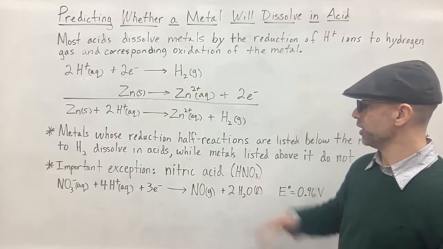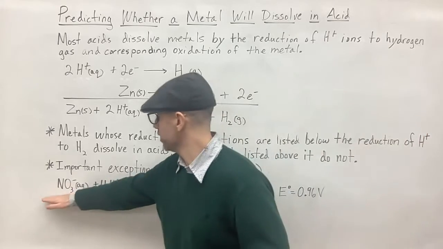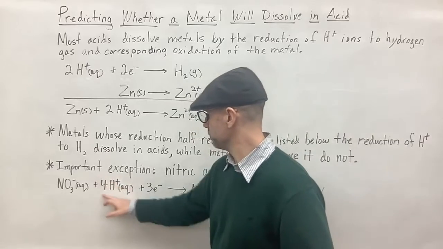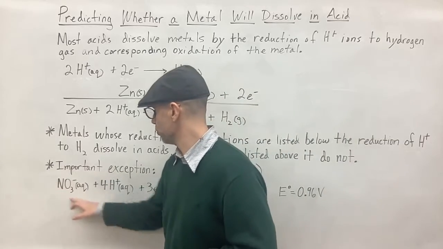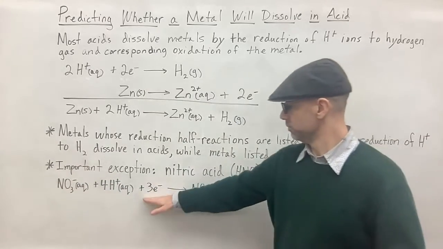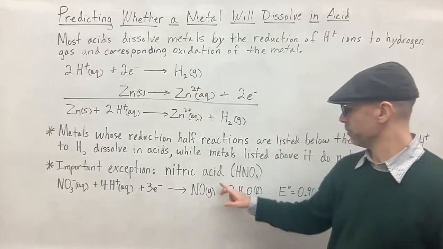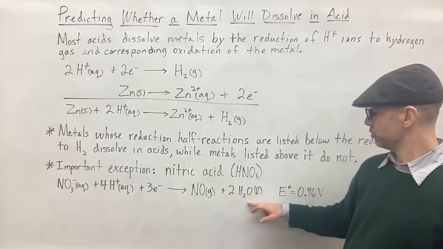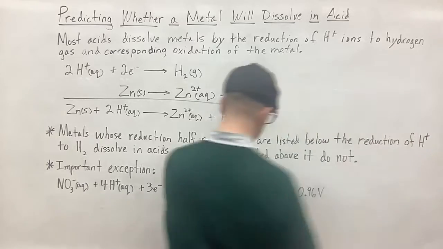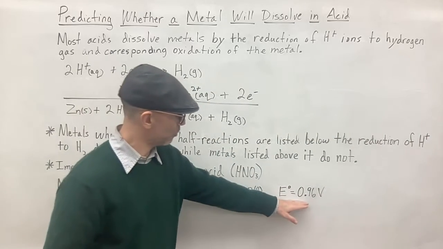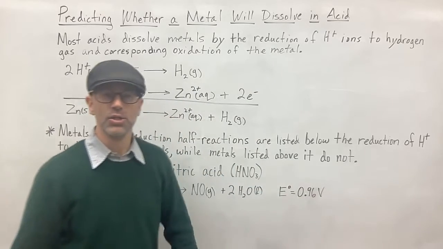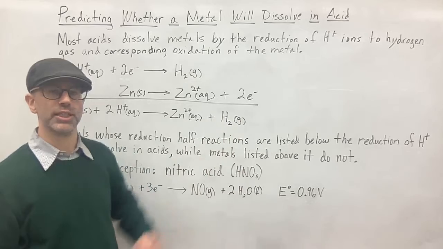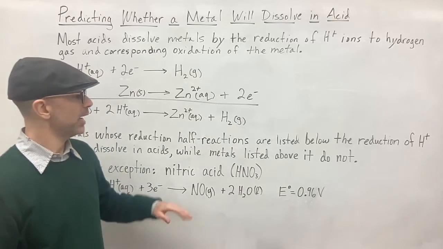So HNO3. Here is the reduction half reaction of nitric acid. Here we have our H+, we have our NO3-, gaining 3 electrons to form NO gas and 2H2O. And this has an electrode potential of 0.96 volts. So this is above hydrogen on that list.